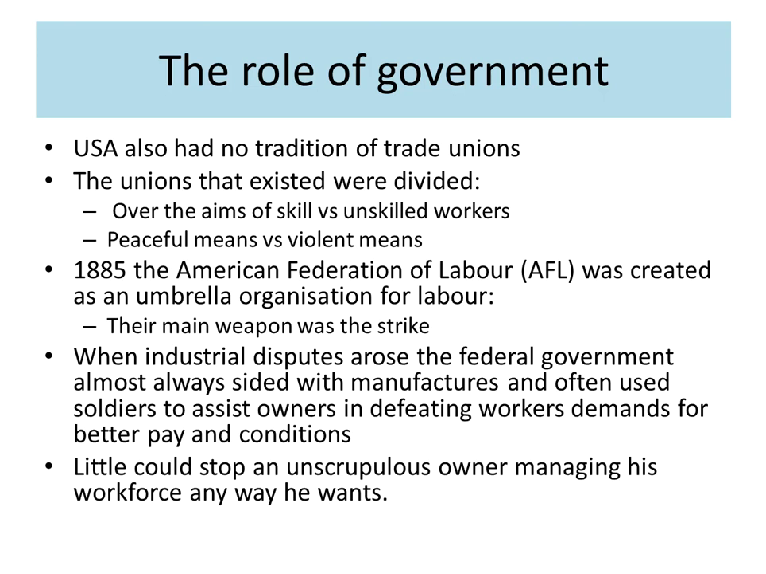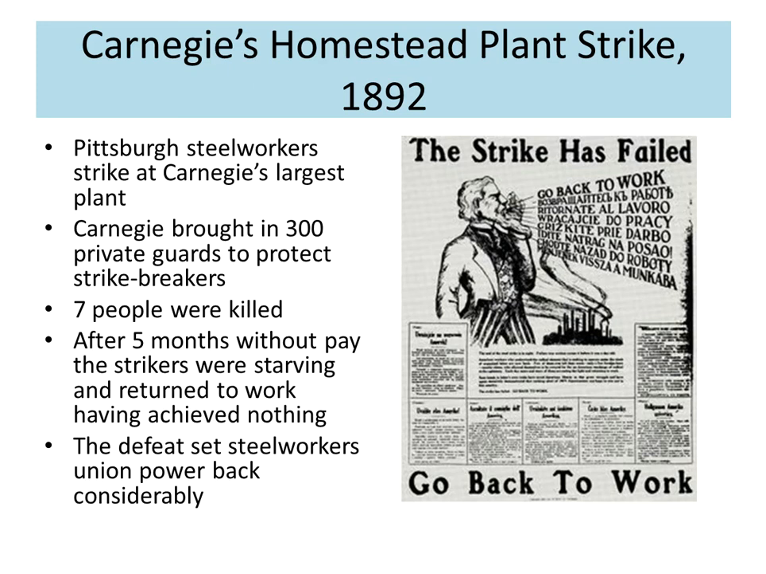So when industrial disputes or strikes arise, the federal government usually is faced with a massive problem. And it almost always in these cases, throughout the Gilded Age, sides with manufacturers. Very importantly, you see the government often using soldiers to assist owners in defeating workers' demands for better paying conditions. The government sides with industry. It does not side with the people. So very little is there to stop an unscrupulous owner from managing his workforce in effectively any way he wants. I'm going to walk you through two of the biggest case studies of labor issues, and you'll see a really good pattern emerging about how the government really doesn't side with labor.